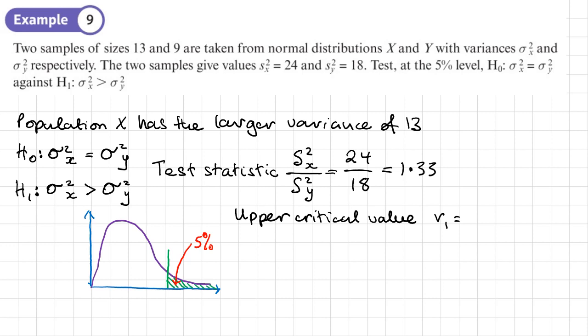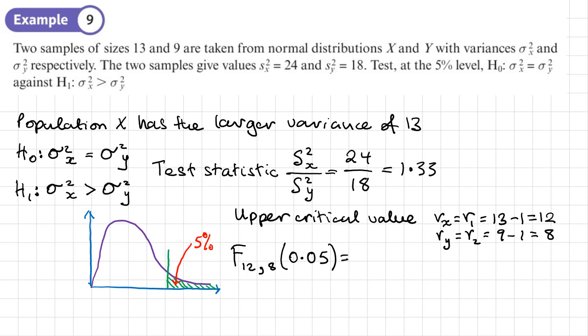So I'll need to know my degrees of freedom for both populations. For the first population, let's call this X, that'll be 1 when I put it with my F distribution. It's 13 minus 1, which is 12. And then for my Y distribution, or population, that's going to be 9 minus 1, so that's 8. So I'm going to be looking at the F distribution with 12 and 8 degrees of freedom, and the area to the right, which exceeds my critical value, is going to be 0.05.